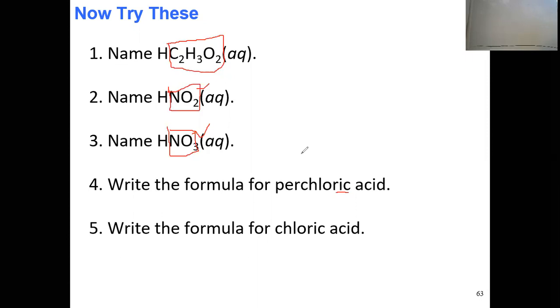Okay, you can do the same thing for chloric acid. Chloric ends in IC. That means we must be looking at the chlorate ion, ClO3 minus. So the formula for chloric acid is HClO3.